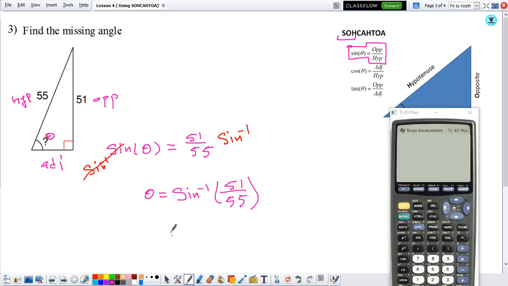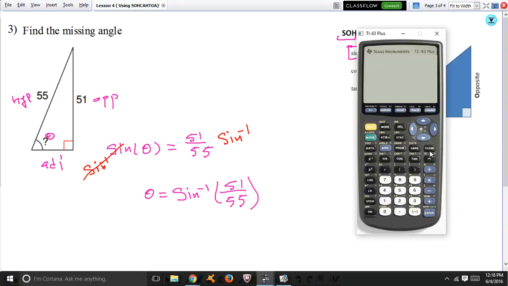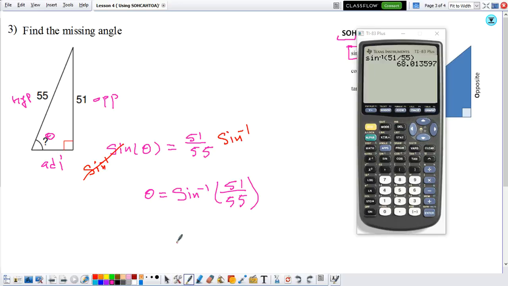So how can we figure this out? We can plug in our calculator here. So let's get our calculator. Now we have here theta is equal to the inverse sine of 51 over 55. So sine inverse is right on top of sine, but you first need to press second. So it's right here in yellow, second sine. Sine inverse of 51 over 55. Let's close that out. So now we know that theta, or the angle that we're looking for, is equal to 68.01 degrees.